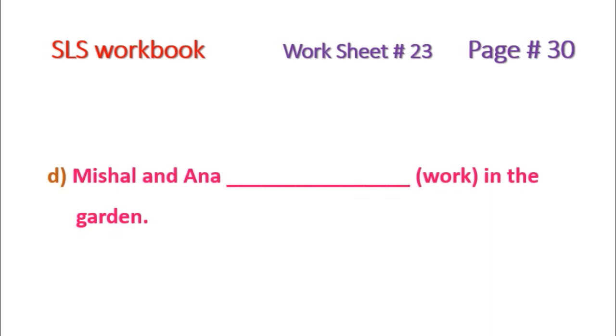D part. Michelle and Anna dash work in the garden. You can see verb work is given in the bracket. Michelle and Anna, it's more than one. Michelle and Anna is plural. For plural, which helping verb will be used? Yes, students, it's were. For the verb, you have to add ing. Work plus ing becomes working. W-O-R-K-I-N-G. Working. Were working will be the answer of the D part.